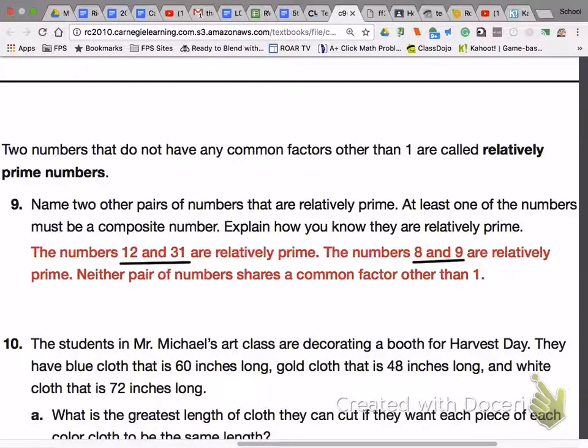For number 9, one example of a pair of numbers that is relatively prime is 12 and 31. Another example could also be 8 and 9. Neither pair of numbers shares a common factor other than 1. That is why the numbers are relatively prime.